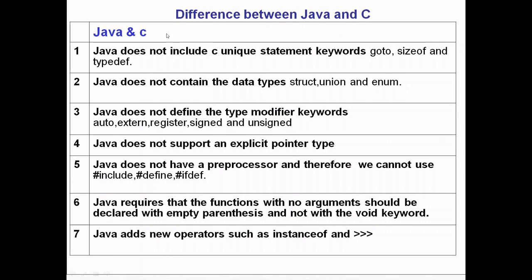Okay, the first is Java does not include C unique statement keywords like goto, sizeof, and typedef. In C programming languages, you might have used these keywords. You might have used goto, you would have used sizeof and typedef. These keywords are not used in Java programming language.